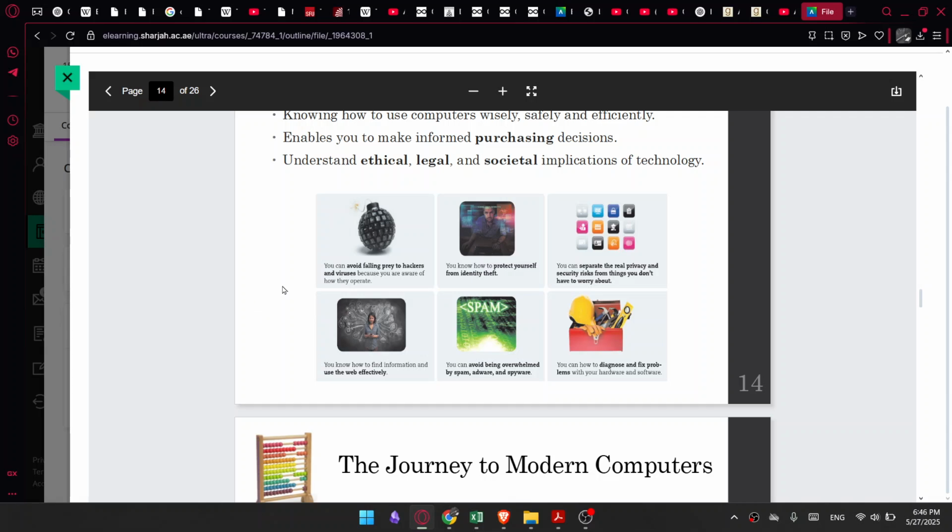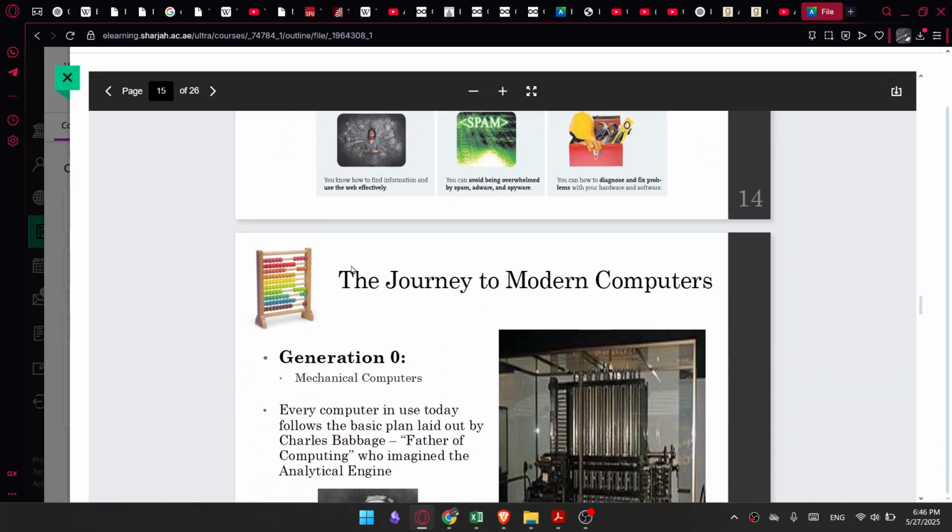Here it says you can avoid falling prey to hackers and viruses because you are aware of how they operate. You know how to protect yourself from identity theft. You can separate the real privacy and security risks from things you don't have to worry about. You know how to find information and use it effectively. You can avoid being overwhelmed by spam, adware, and spyware, and you know how to diagnose and fix problems with hardware and software.